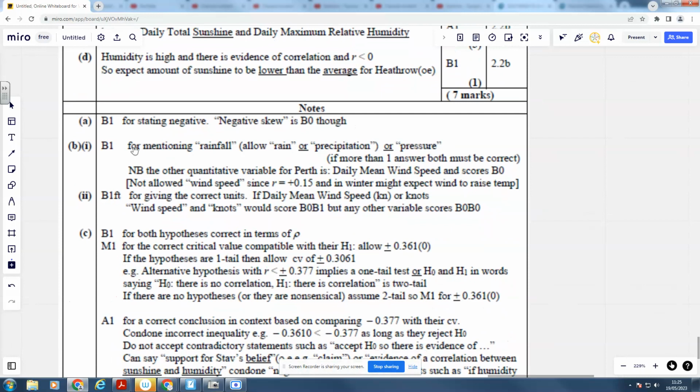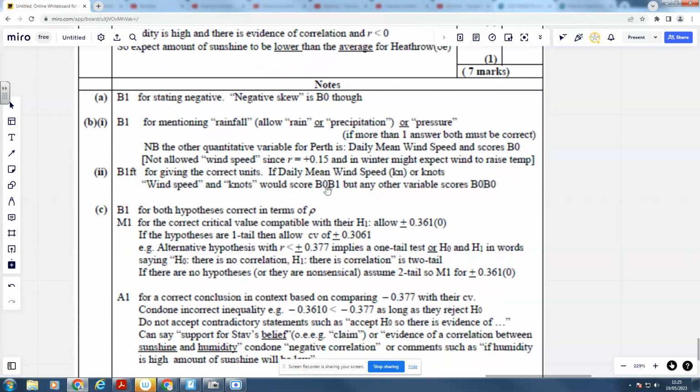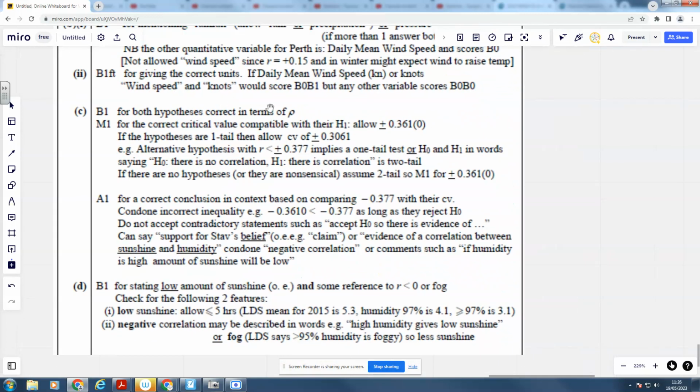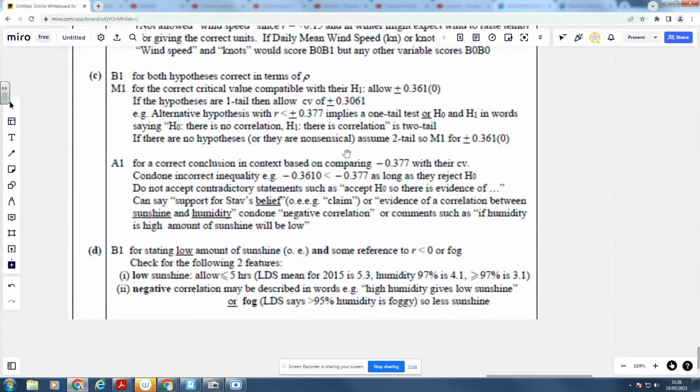You know, do always look at it. They would have allowed for rainfall or pressure in that first one. No other quantitative variable for MB. Oh, the other quantitative variable for Perth is wind speed, but that scores 0 because wind speed isn't connected in that way. They would have given you a follow-through mark though if you got the units right on that. So there we go. Just knowing the units for wind speed would have got you 1 out of 2. You must have it in terms of rho. Yeah. Look out for the one-tailed. That's wrong. So there we go.